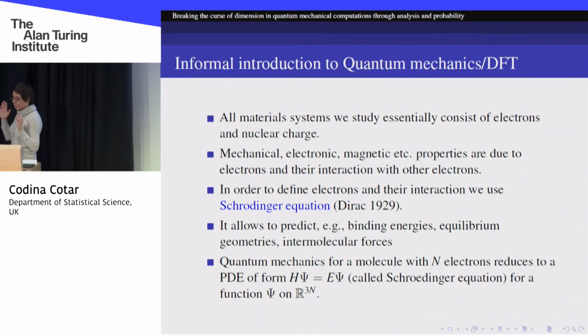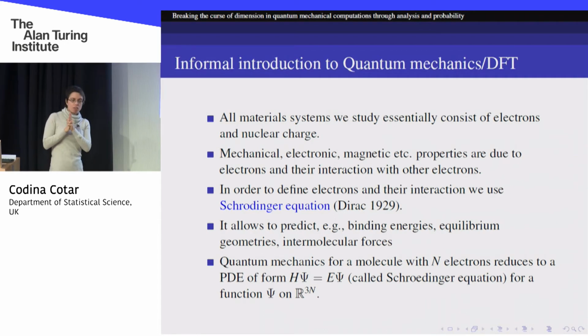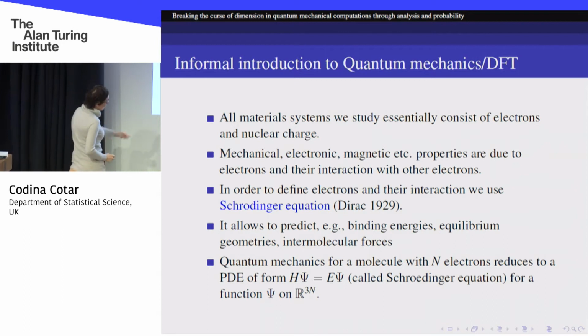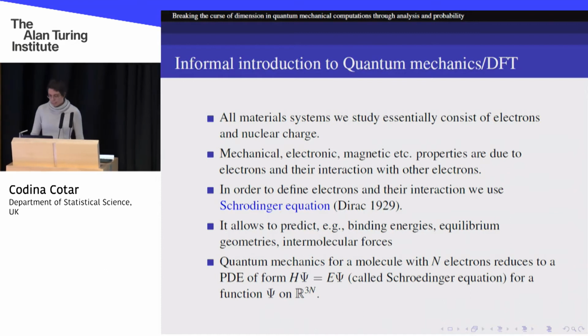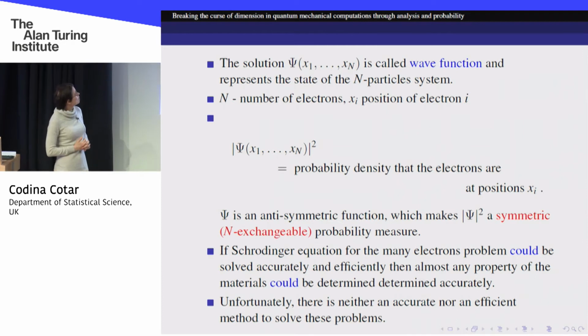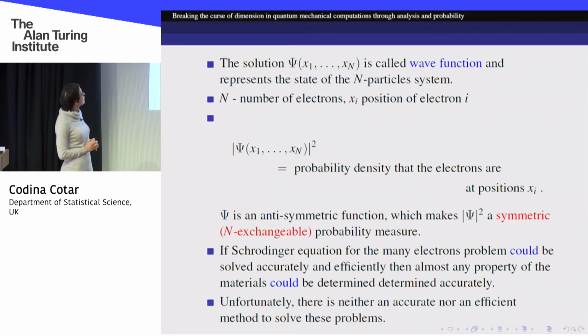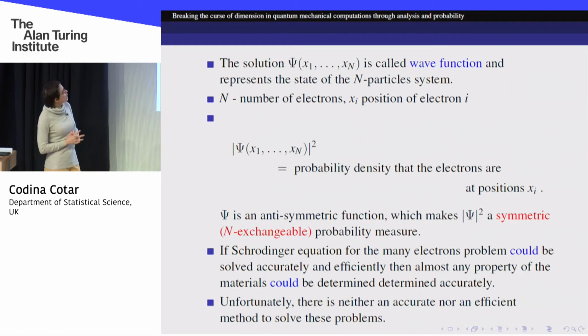R^(3n) is a very big space, as you will see later on, because n represents the number of electrons. And usually we're going to have a system with a very large number of electrons, so this is going to be a really, really big space indeed. So psi is the wave function and represents the state of the n-particle system. And it depends on the number of electrons, n, and on the positions of the electrons. So for each electron I have a position, x_i.